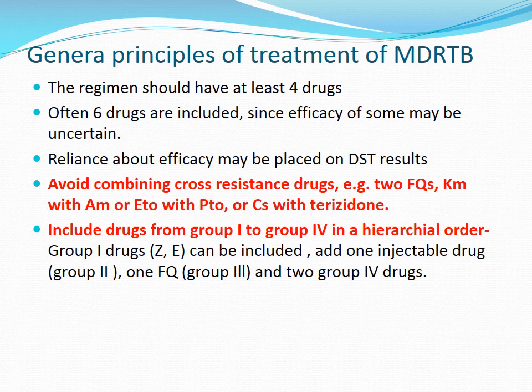Then add one injectable drug from group 2, either kanamycin, amikacin, capreomycin or streptomycin. Then third, one fluoroquinolone: levofloxacin, ofloxacin, moxifloxacin and ciprofloxacin. So mostly levofloxacin is added from the fluoroquinolones, and 2 group 4 drugs. Okay, so there is a huge list of group 4 drugs: ethionamide, prothionamide, cycloserine, terizidone, paraaminosalicylic acid, rifabutin and rifapentine. So any 2 drugs from them are added. So this includes the 6 drugs: group 1, 2 drugs, 1 injectable drug from the second group, 1 fluoroquinolone and 2 group 4 drugs.